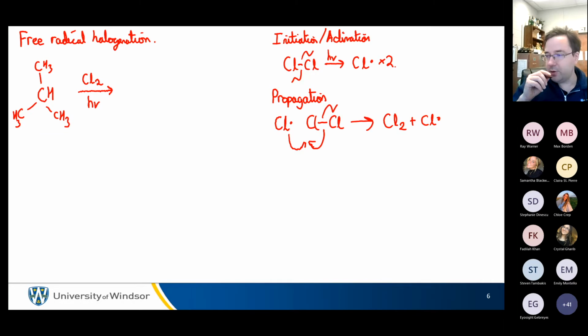Which CH bond? There's two different types. There's methyls, and then there's the tertiary.